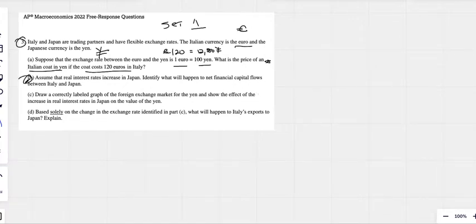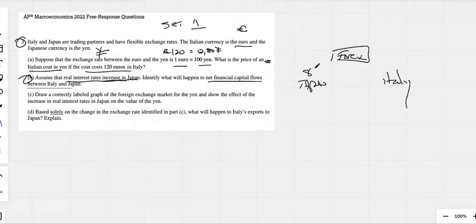All right, assume that the real interest rate increases in Japan. Identify what will happen to capital flows between Italy and Japan. So we should recognize what's going on here. If this is Japan and this is Italy, Japan now has a higher real interest rate. So its interest rate goes up to 8%. I'm just making the 8% up. Italy's real interest rate is 3%. Now, the real interest rates are what banks are paying for people to put their money in the banks.